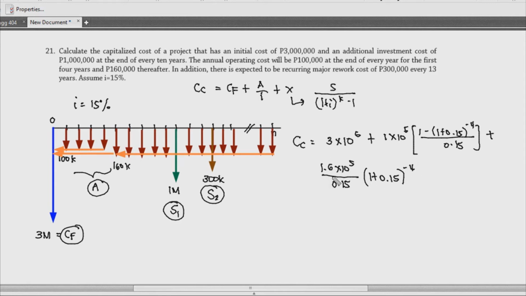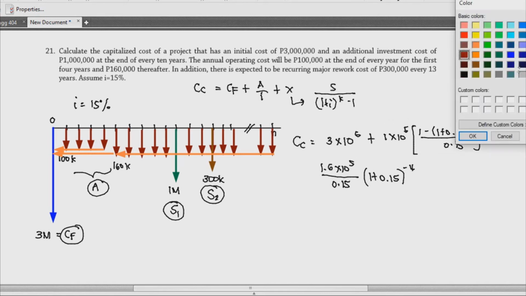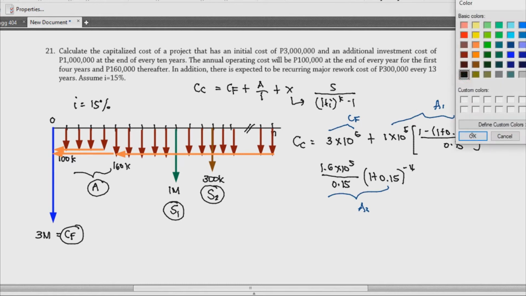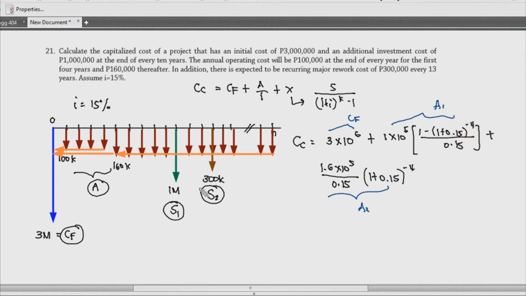Okay, so I hope malinaw tong portion na to. This is for our, we can use siguro tong kulay na to. Or ito na lang. So this is your parang A1 natin, no? Or, sorry, A1 nga, tapos ito yung A2 natin, and then this one is your CF, and then finally we can determine yung last, which is 1 million and then 300k. So, yung 1 million every 10 years siya, 300k every 13 years.